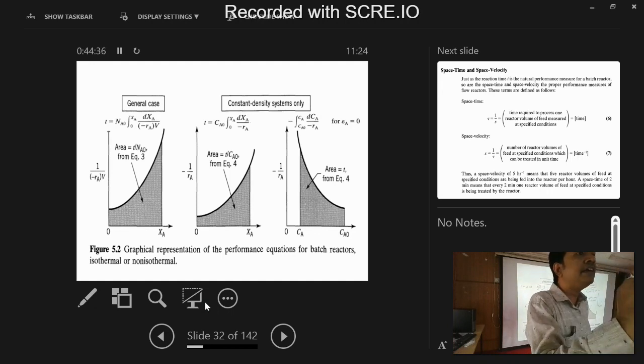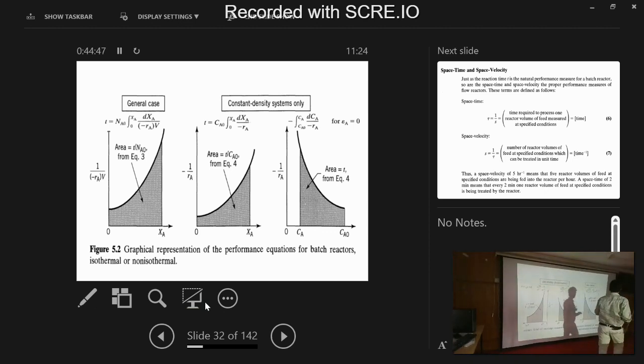So ultimately, for the batch reactor equation, what will I get if I plot it? If I draw minus 1 by RAB versus XA, I will get T by NA naught as the area under the curve. The problems will come like this: they will give data of rate versus conversion. So you draw minus 1 by RAB versus XA, get a curve, find this area, and you will get T by NA naught. From that you will get T.